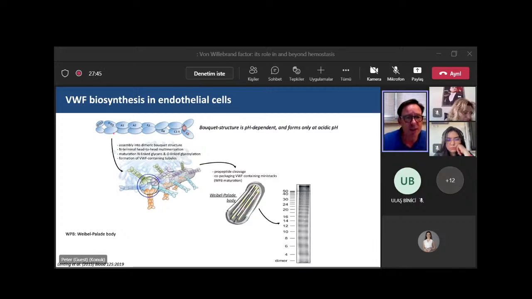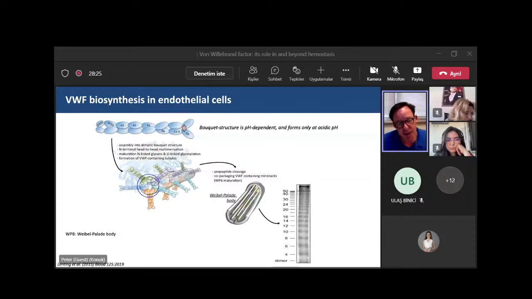So when this large molecule, which is about 2,300 amino acids long, so it's a very long molecule as a monomer, when this dimer is being formed in the endoplasmic reticulum, it starts to form some kind of bouquet structure. And that's only happening at low pH, about pH 6. And when this is happening inside the cell, actually these bouquets, they start to form a helical structure with each of these arms presenting one of these dimers.